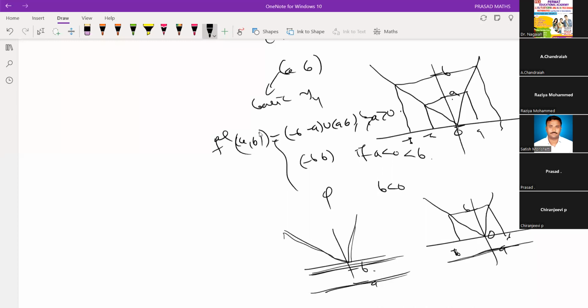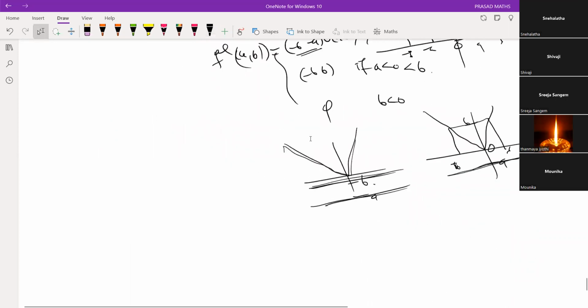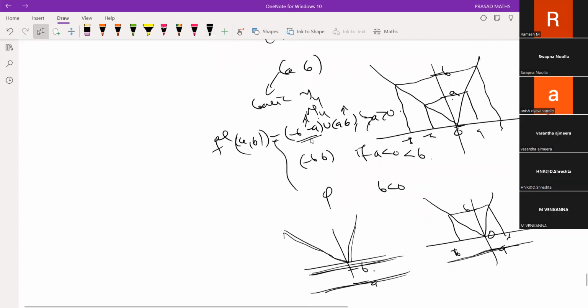So in all cases, this is a basic open set in the usual topology, so it is an open set. A union of open sets is always an open set, therefore it is open. Similarly, this is a basic open set in the usual topology, always open with respect to the usual topology. Therefore, the inverse image of a basic open set is always an open set, hence it is continuous.